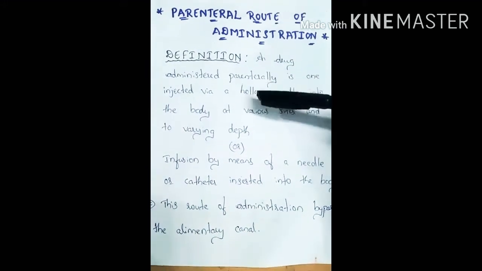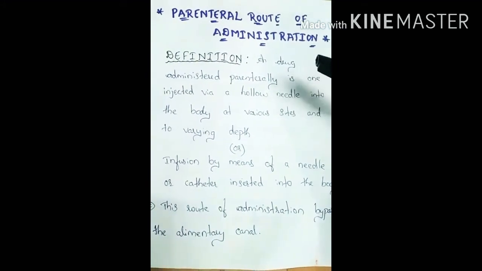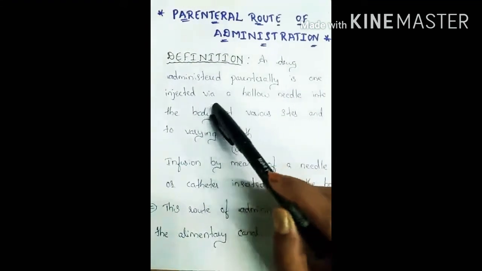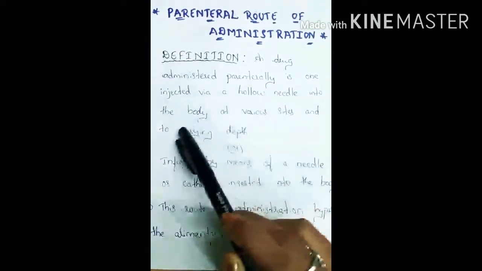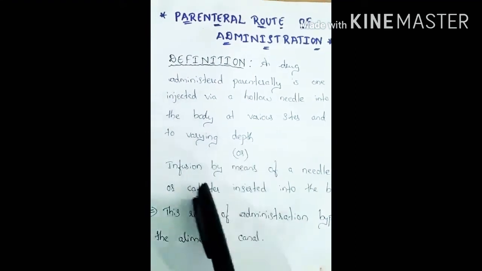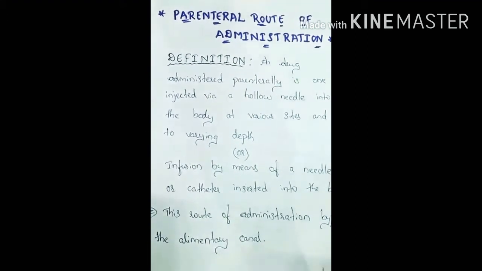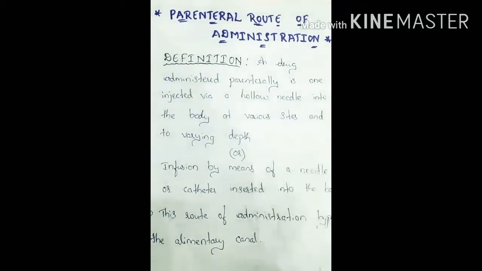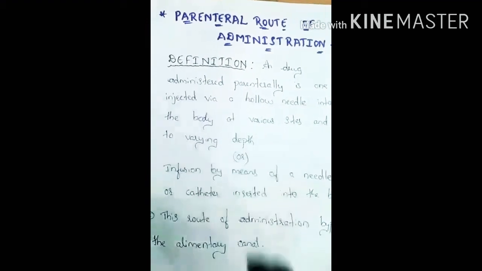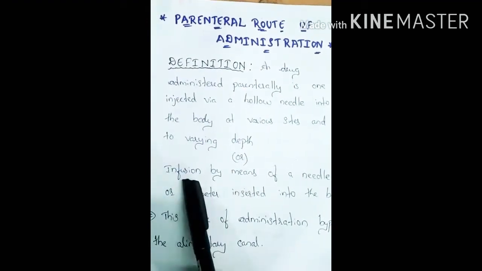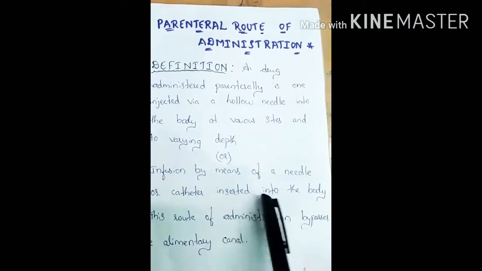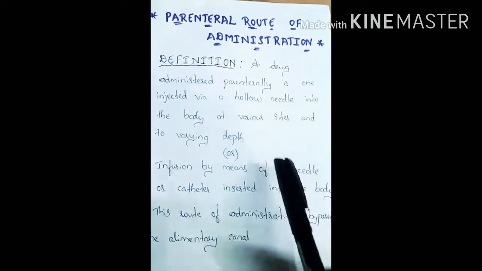The definition of parenteral route of administration: a drug administered parenterally is one injected via a hollow needle into the body at various sites and to varying depths. So if a drug is inserted through the help of needles into various sites of the body at varying depths, or it is infusion by means of a needle or catheter inserted into the body, it is called the parenteral route.